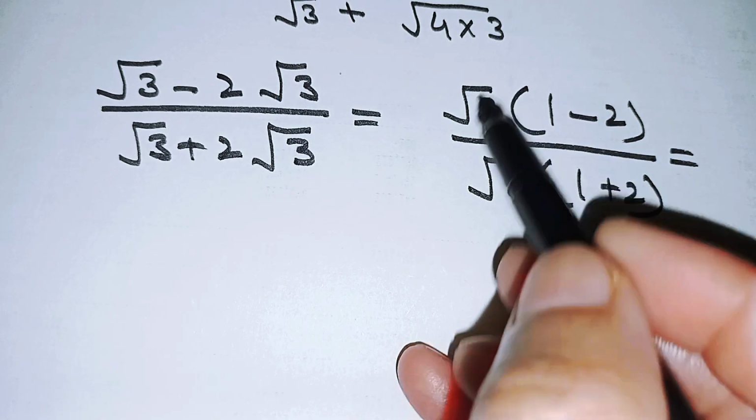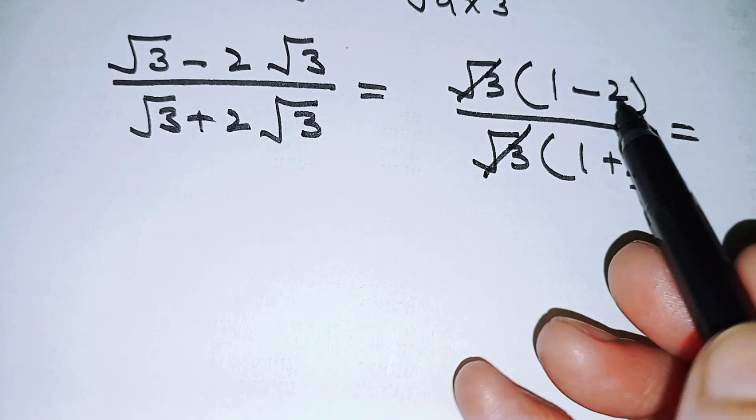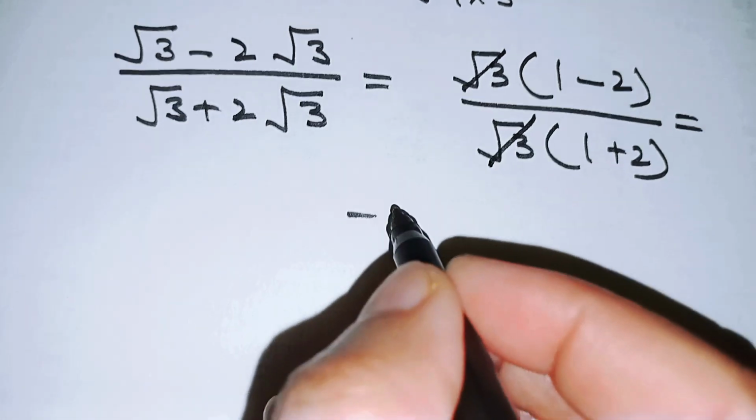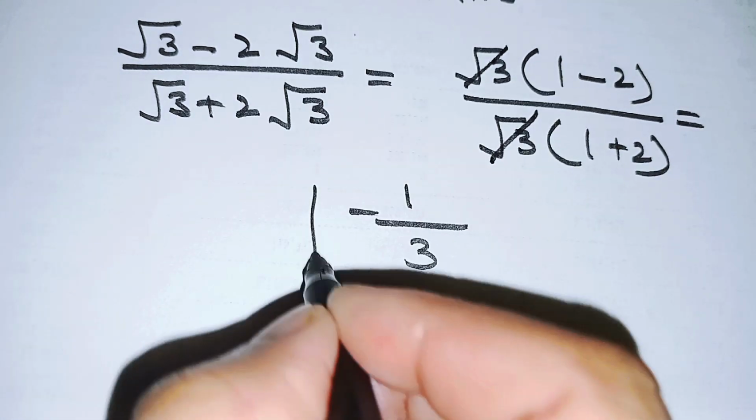The square root of 3 cancels out with the square root of 3, and here 1 minus 2 is minus 1, over 1 plus 2 is 3, and here it is our final answer.